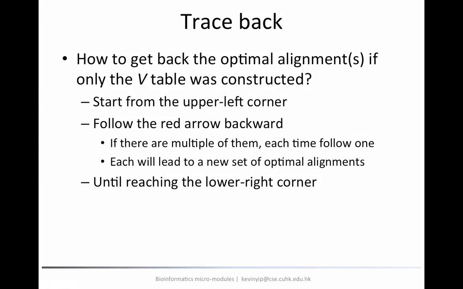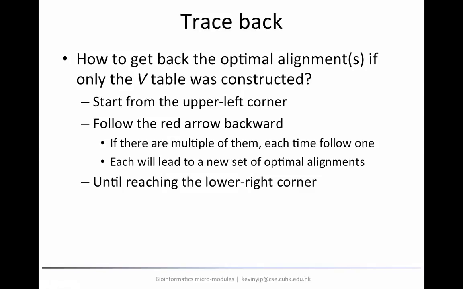Now, if we have only stored the table on the right-hand side, how can we actually get back the optimal alignments? The way to do that is actually to trace the red arrows backward. We start from the upper left corner, which stores the optimal alignment score of the alignment of the full sequences, and then we follow the red arrows backward.